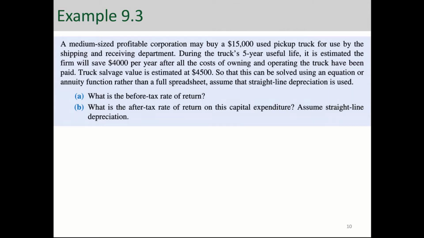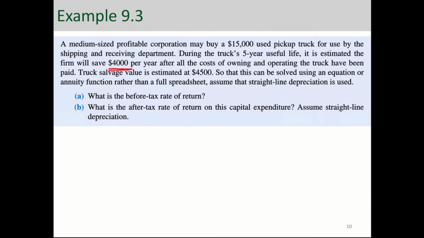Welcome back, everyone. Let's go ahead and take a look at this example. This one says a medium-sized profitable corporation may buy a $15,000 used pickup truck for use by the shipping and receiving department. During the truck's 5-year useful life, it is estimated the firm will save $4,000 per year after all costs of owning and operating the truck have been paid.